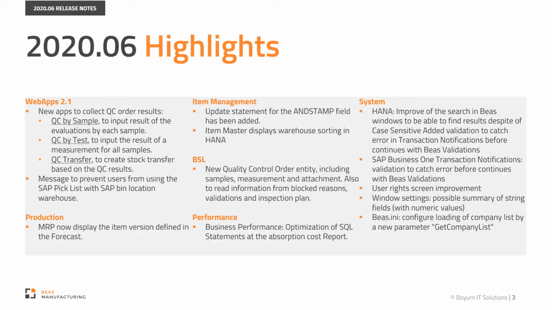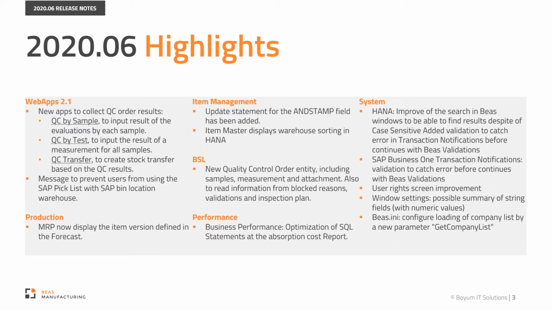Before going into details, let's go through the highlights. Within the MRP area, now we can define item version in forecasts. In the item management area, we added a new functionality for the end stamp field and improved warehouse sorting in HANA. We are also releasing 3 new web apps in the quality control area: QC by sample, QC by test, and QC transfer. For these, we have added new QC objects in the Beas service layer.